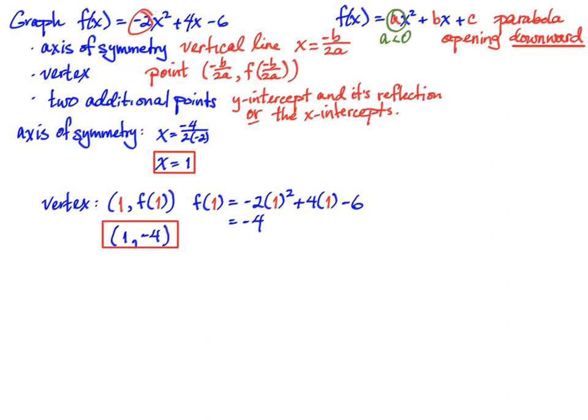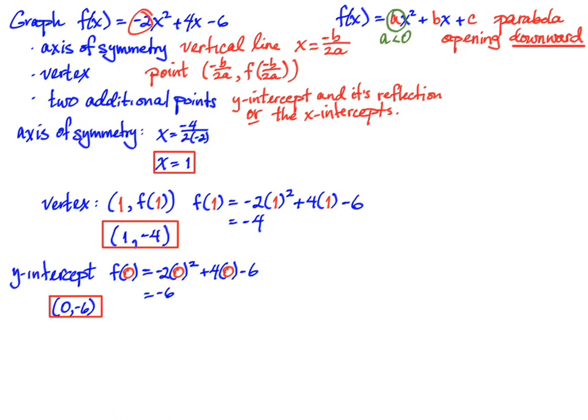All right, so I'm going to find the y-intercept. The y-intercept, remember, we plug in x equals 0 to get the y-intercept of any graph. So f of 0 is negative 2 times 0 squared plus 4 times 0 minus 6, which is just negative 6. So then the y-intercept is the point (0, -6).